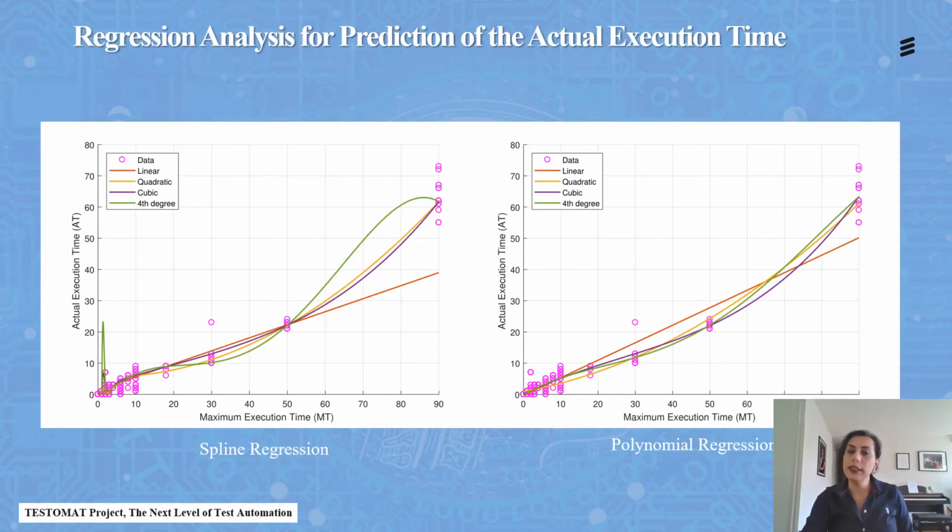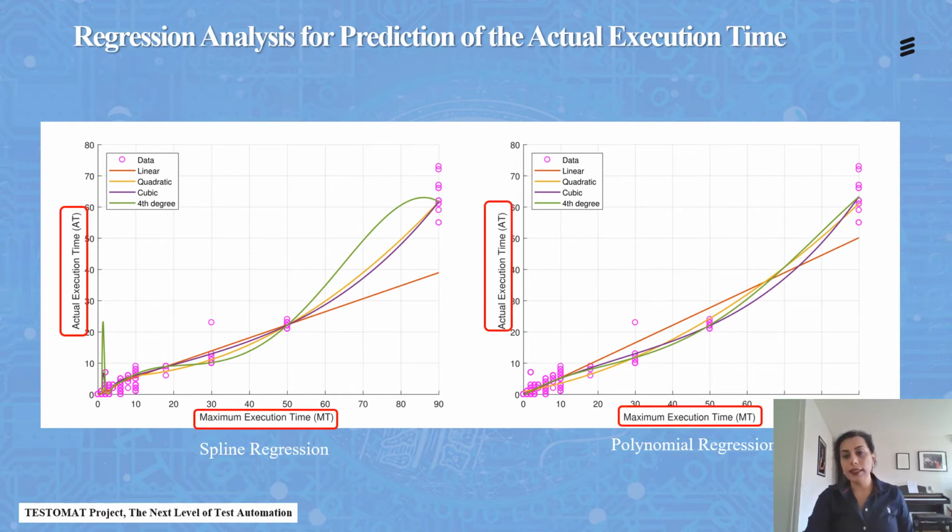But the actual execution time is also predictable. If we have the maximum execution time for each test step and just 3 actual execution times after execution of the test cases, we are able to predict the actual execution time for test cases as well, which can be used for different purposes.